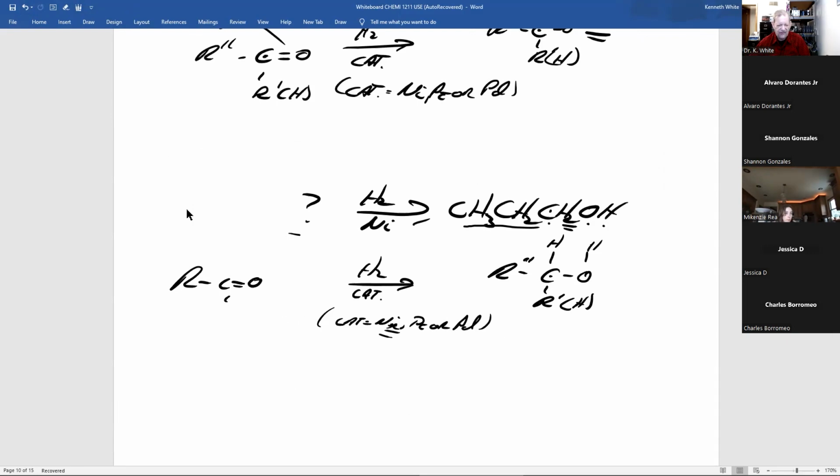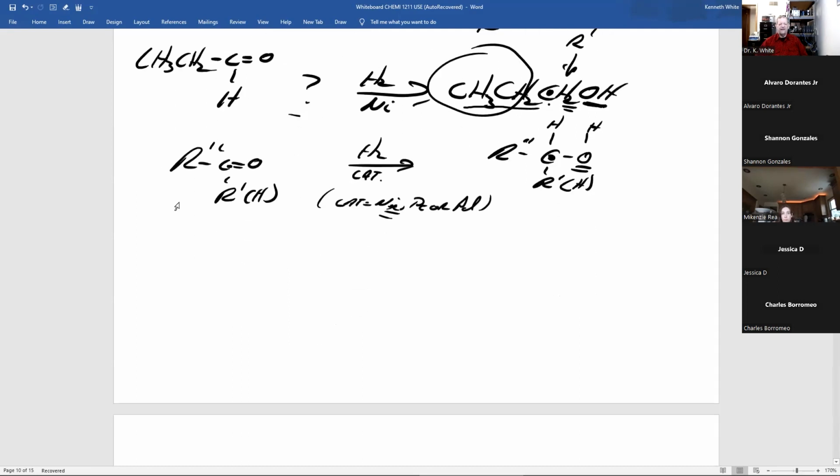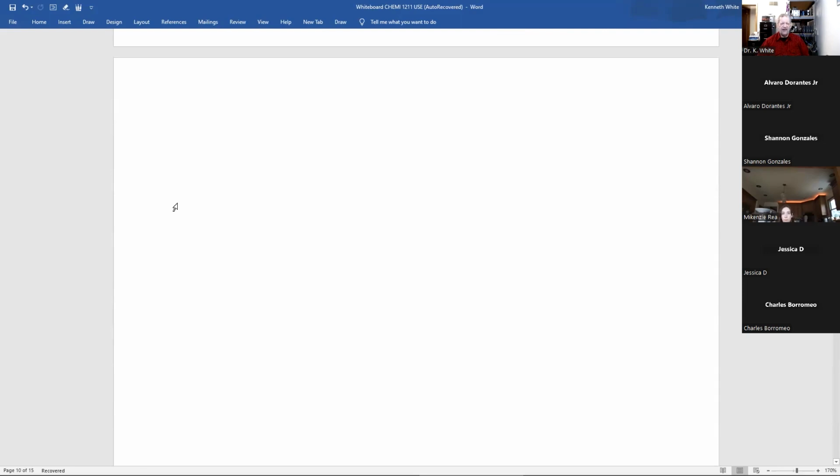And what do you start with? An aldehyde or ketone. In our case, R prime is hydrogen, and this ethyl is R double prime. The carbon with the hydroxyl is the carbonyl carbon. And one of our R primes is a hydrogen, and that's how you do it. Now, I'm going to write something down here. You don't have to copy it down.